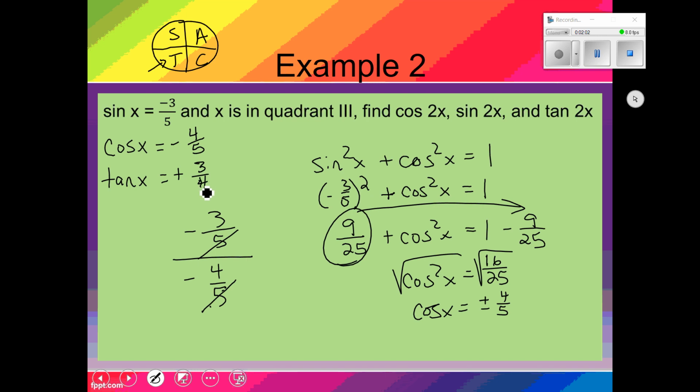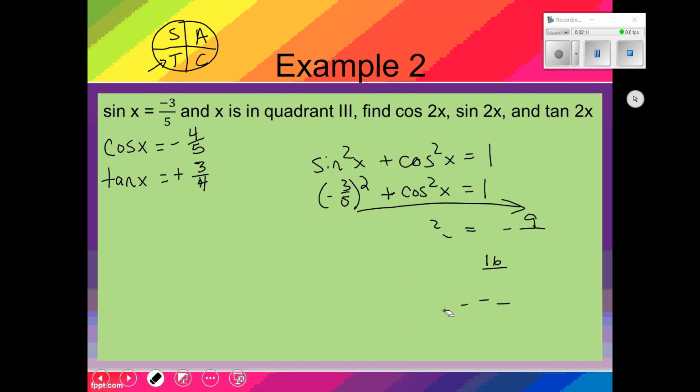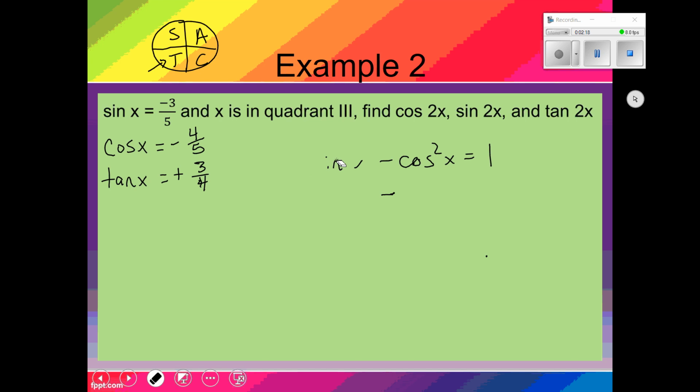So that's what I would do first, because you know you're going to need to find all of these. You're going to need your sine and your cosine and your tangent. So go ahead and find them, and then you can start plugging into the formulas.